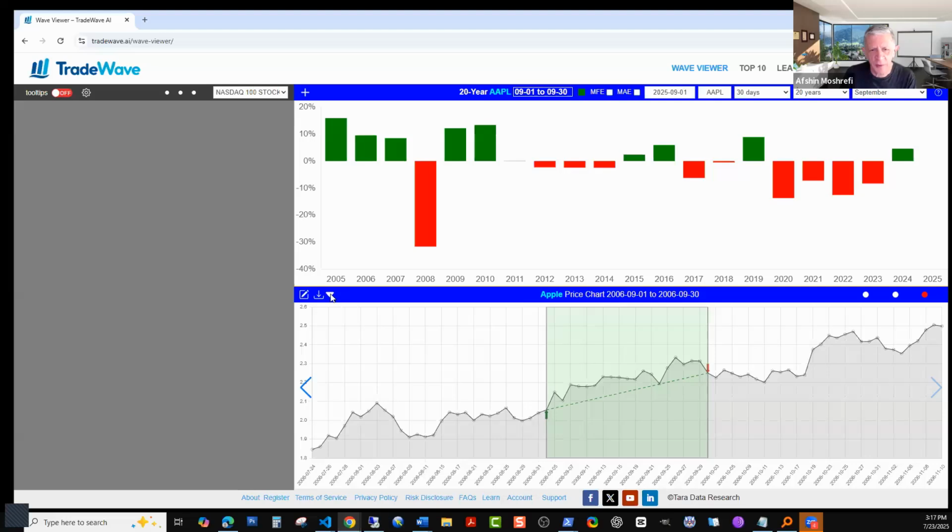For any of these, you can also click this down arrow and you can see the exact prices for that particular year. So this is the very, very basics of the wave viewer. There's a lot more it does, but this is just the basics.